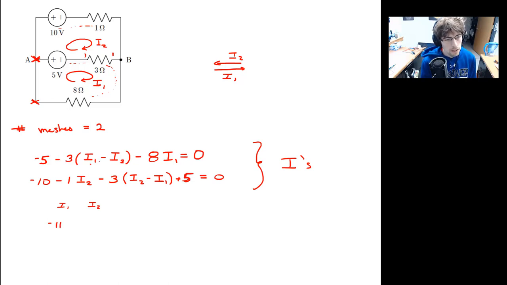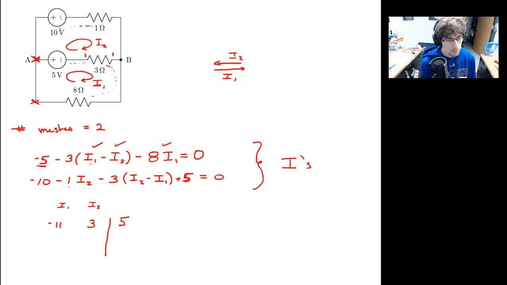We have a negative, negative I2, so that gives us a positive 3. And we've taken care of that. I'll move the 5 to the other side because I'm thinking standard form here. So we have a 5.